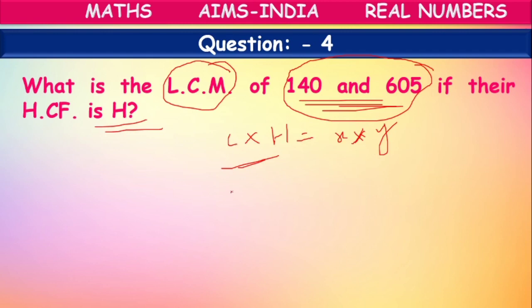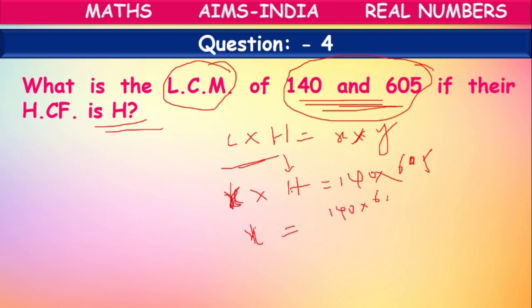Here what is the LCM? We don't know, we have to find it. What is the HCF? It is capital H. Let LCM be X. What is X? One number, 140 we can take. What is Y? Another number, 605 we can take. Now what is the value of X? This H will go that side. So X is 140 into 605 by H.